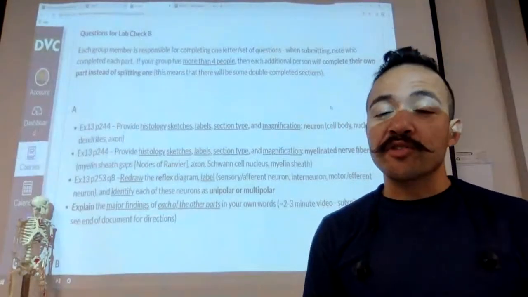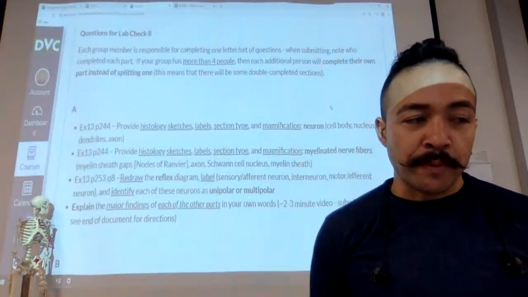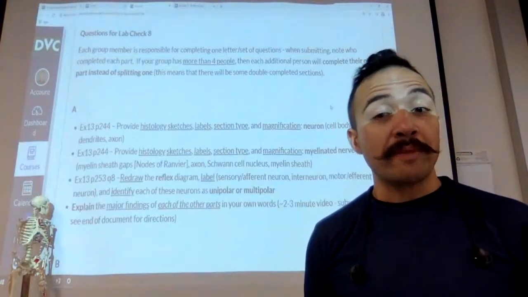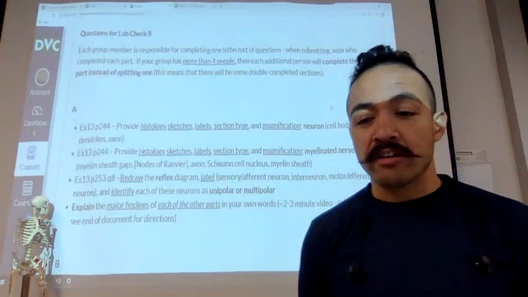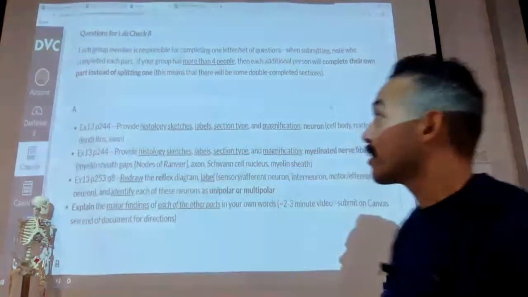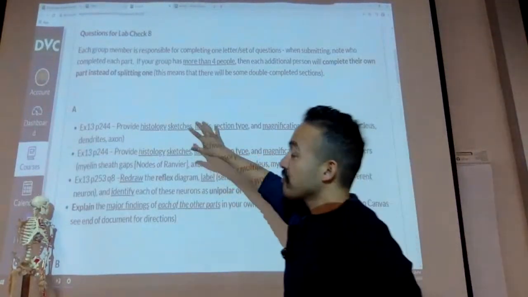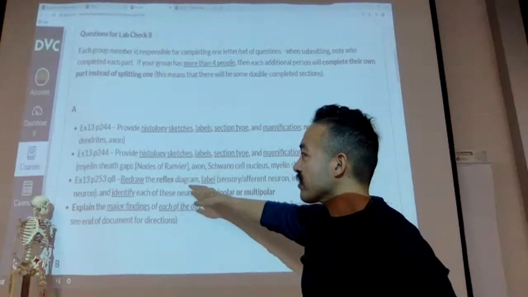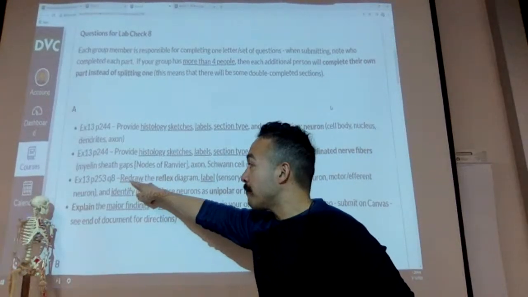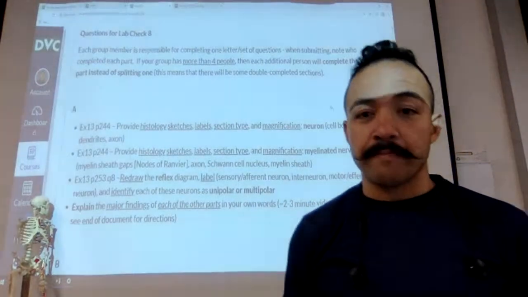Since you're used to having different parts, we'll just keep it at each person sticks to a part. So communicate with your lab group members. You each take a part. That's what you're responsible for. That's what you're graded on. For example, person A is going to be looking at histology of different things, answering different questions from the lab book, and then giving an explanation of the other parts.